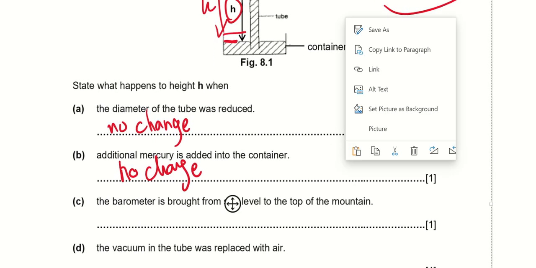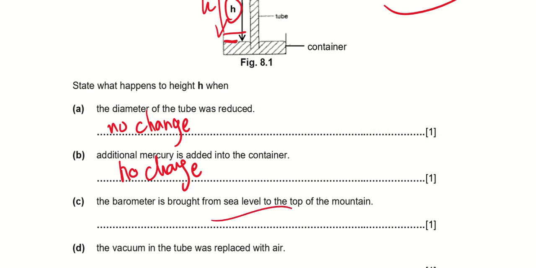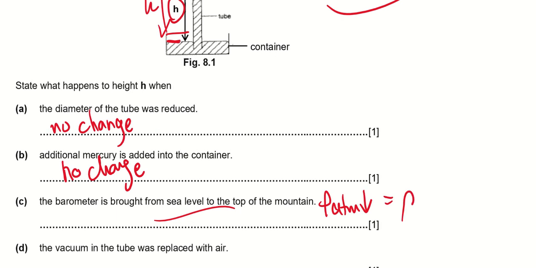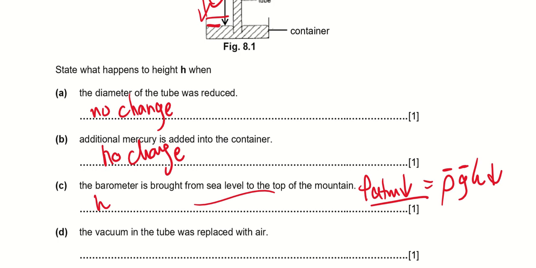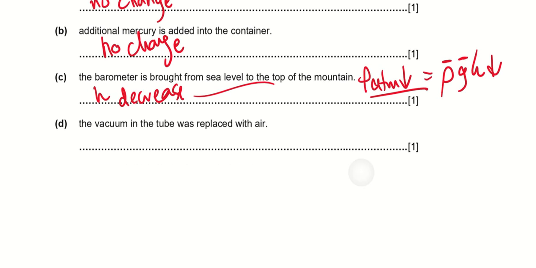Now the barometer is brought from sea level to the top of the mountain. When this is brought up, the PATM will actually decrease. Now PATM we can calculate using rho gh. So density no change, g no change. So if PATM decreases, this height will decrease.